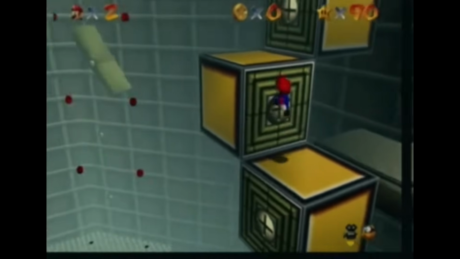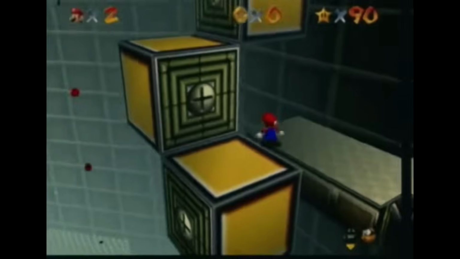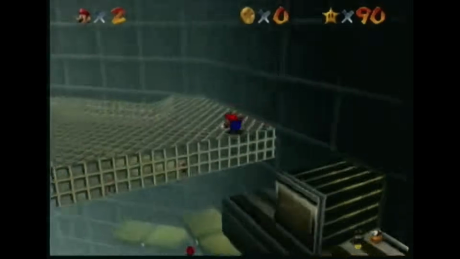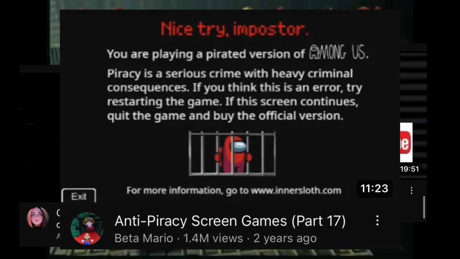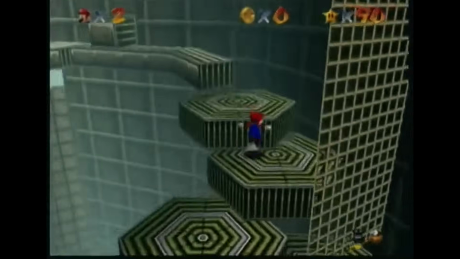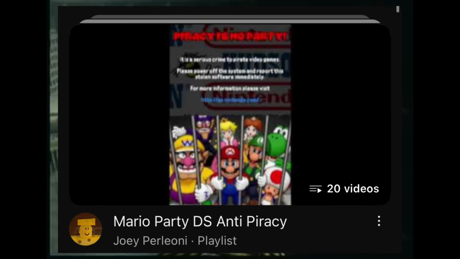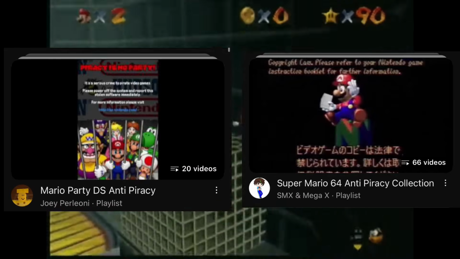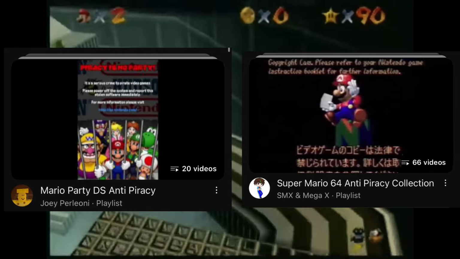Unfortunately though, a lot of anti-piracy screens that people watched on YouTube were fake. A lot of these videos were made by content creators in order to scare their fans. An example of these fake anti-piracy screens are pirated versions of both Mario Party DS and Mario 64. Both of these creepy anti-piracy screens are fake, but it's always good for a late night scare.